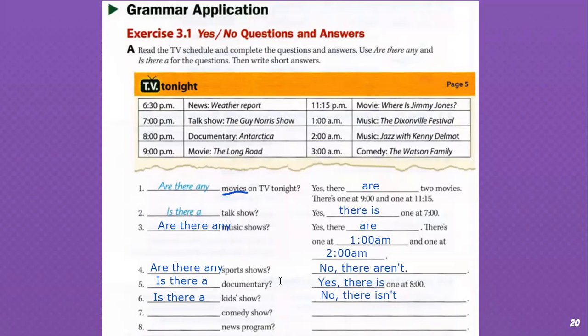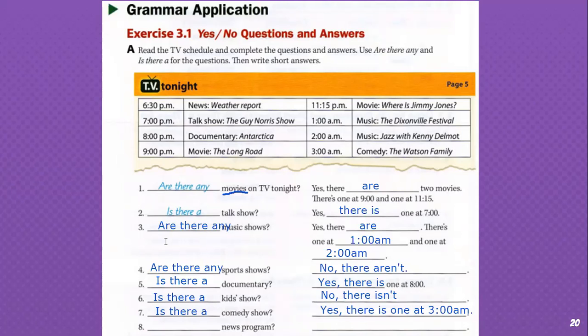Number 7, comedy show. What is the question? Is there a comedy show? Exactly, we talk about only one, so we say is there a comedy show? And what is the answer? Thank you, Aaron. Thank you, Fernando. Thank you, Abby. Yes, there is one at 3 a.m. Yes, comma, there is one at 3 a.m. Period. Excellent. It's possible to answer in a short way or a long way.